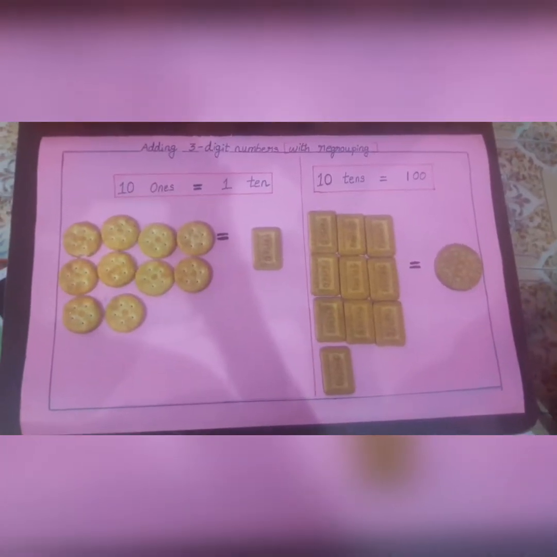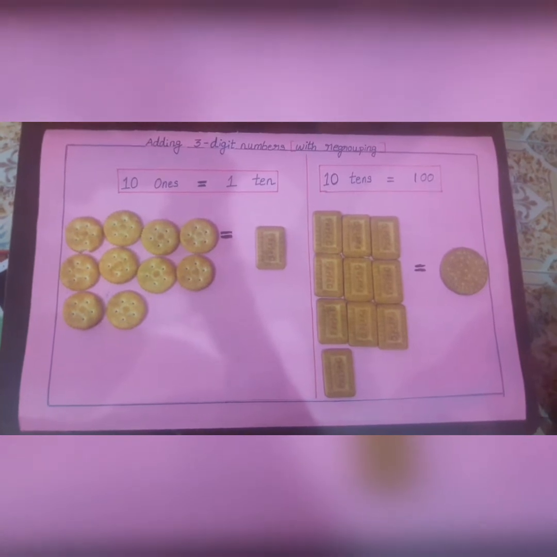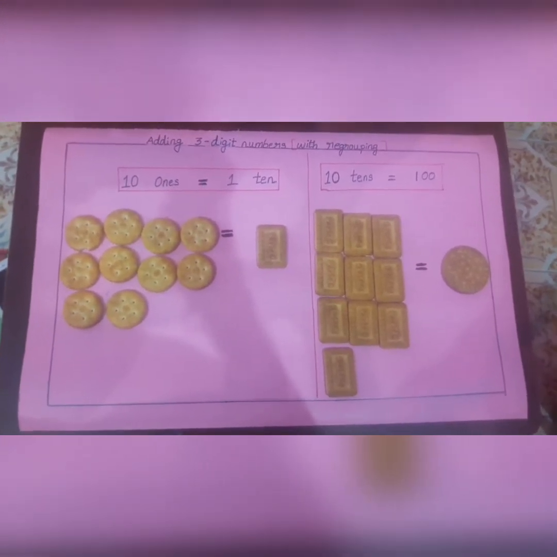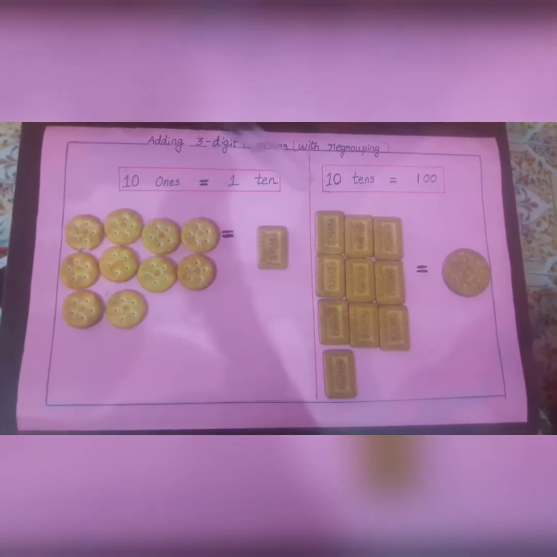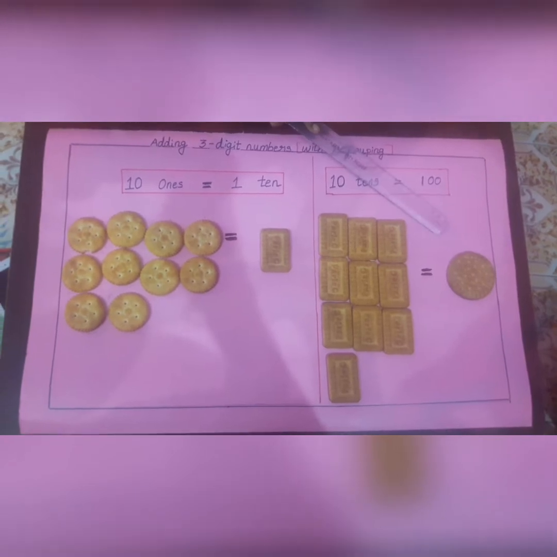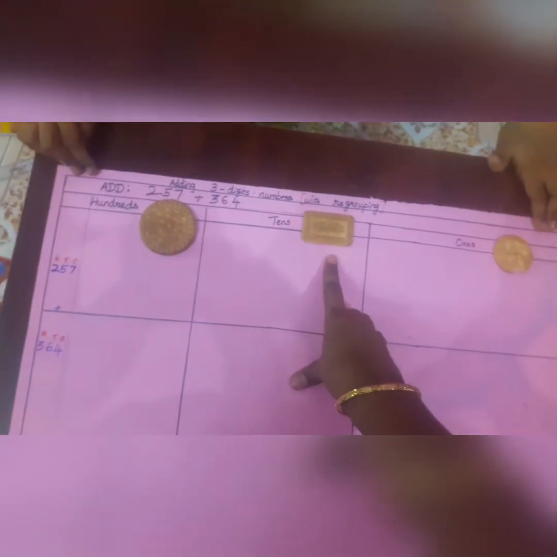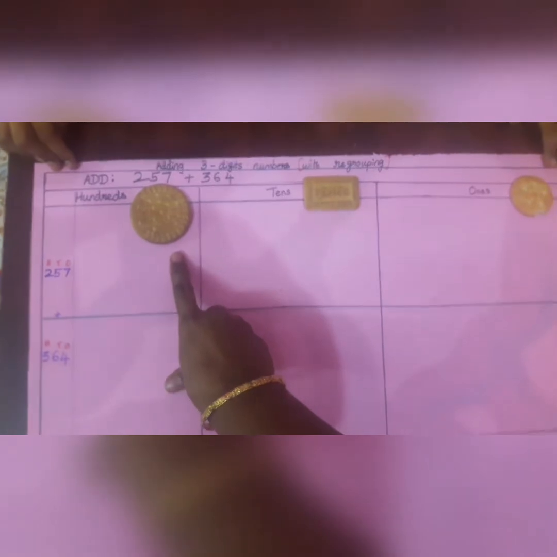Today we are going to see the activity how to add 3-digit numbers with regrouping by using biscuits. Before that we have to know that 10 ones equal 1 ten and 10 tens equal 100. Let us see how to do this activity. Let us represent ones with Monaco biscuit, tens with Parle-G biscuit and hundreds with Mary biscuit.